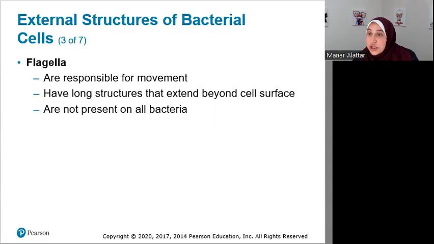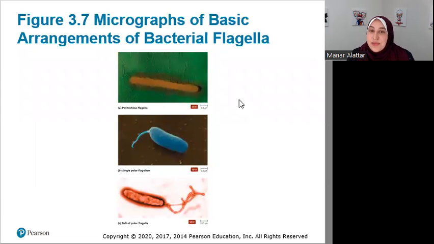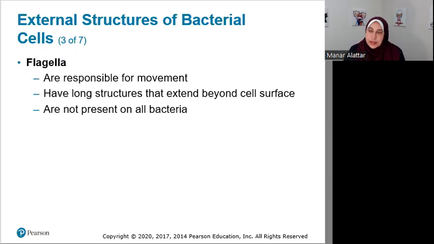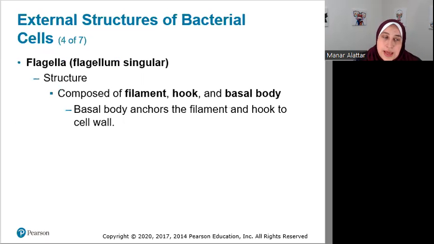Another external structure is the flagellum, which allows for the movement of cells. Let's get a picture of a flagella here. There are different numbers and arrangements of flagella, but these structures that come out of the cell and allow for that cell to move, those are what we call flagella. They are not present in all bacteria. Some bacteria are motile and some aren't, but when they are present, they hook into the cell membrane and the cell wall of that bacteria and allow for motility.